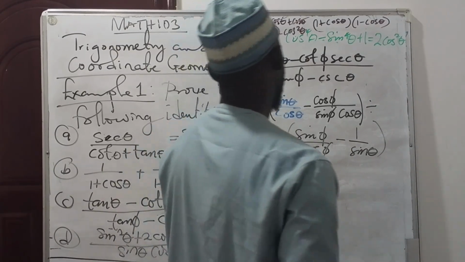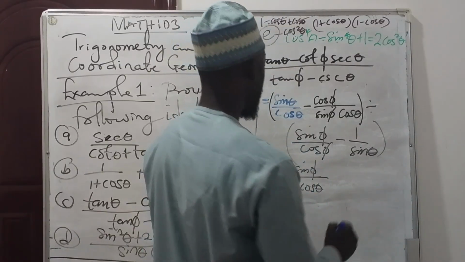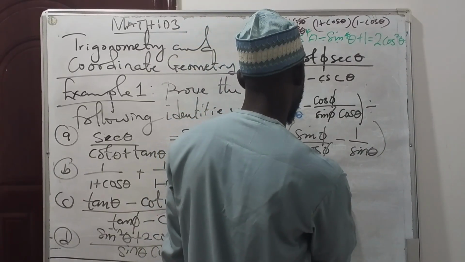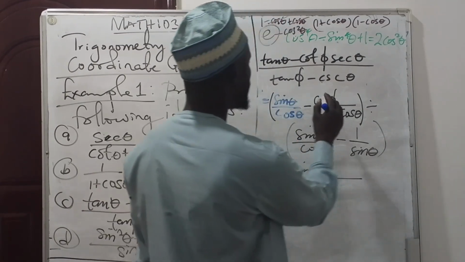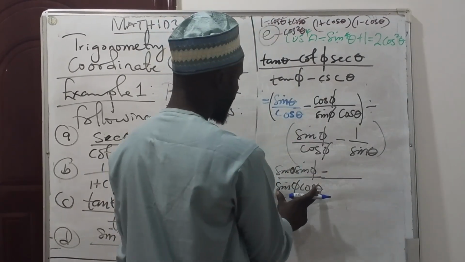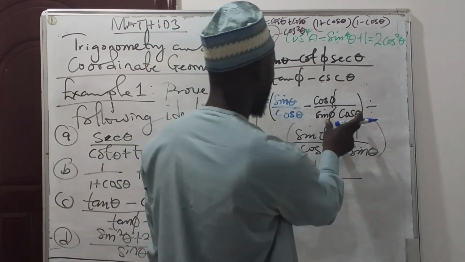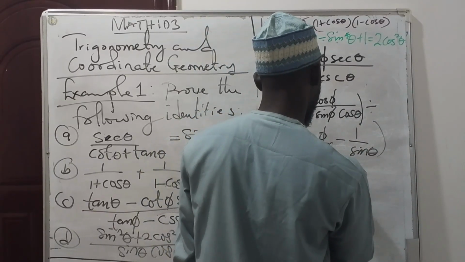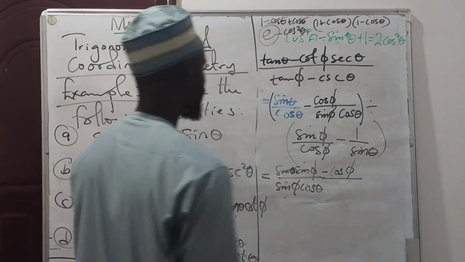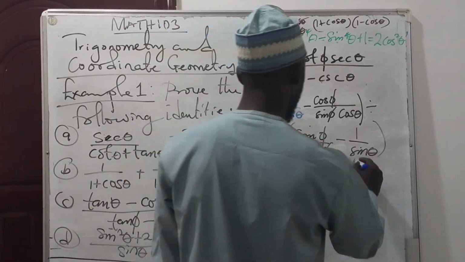Okay. All right. Now minus, this is the LCM. So minus, take this, divide by this. So it is itself, and therefore we just write minus cos phi. We are done with the numerator.